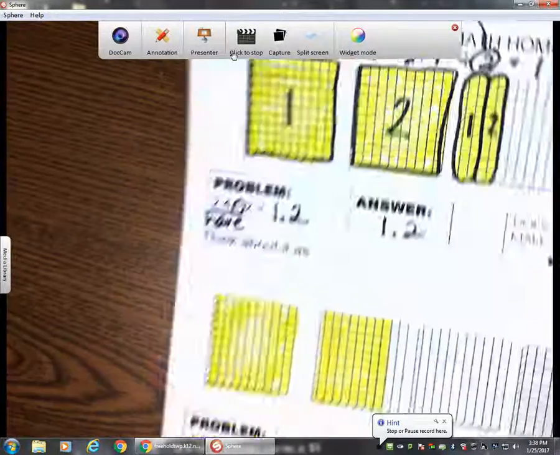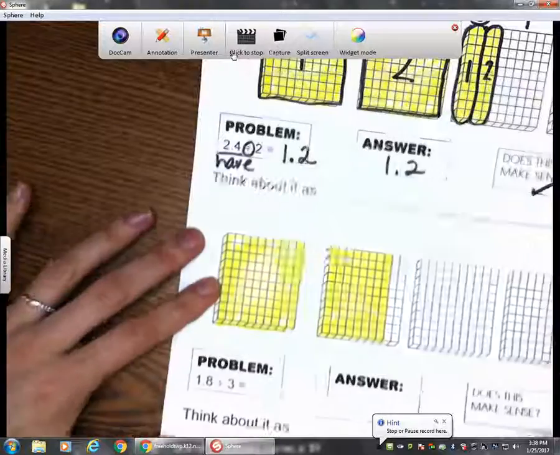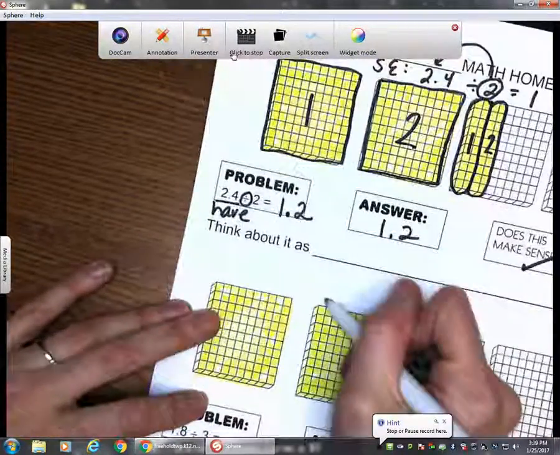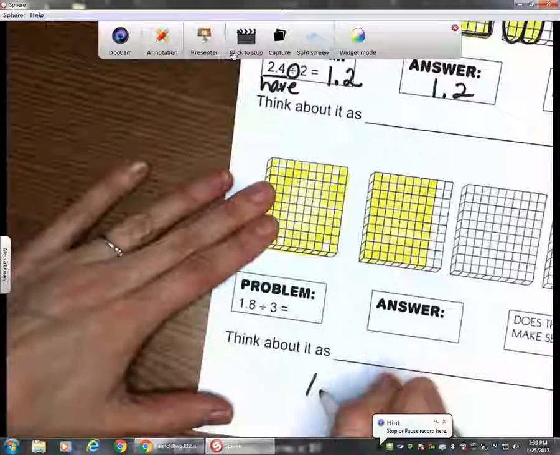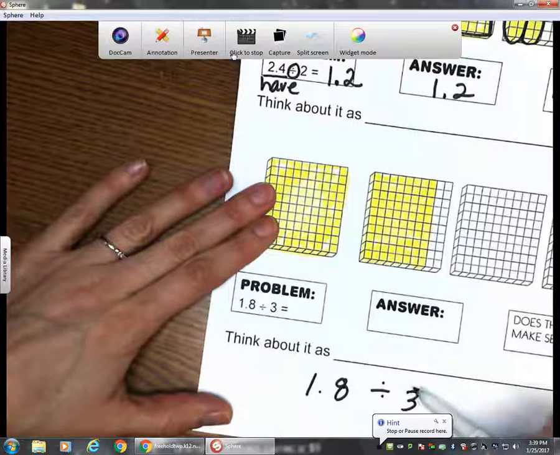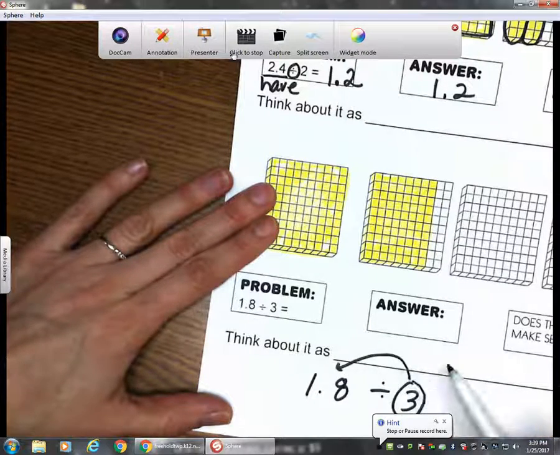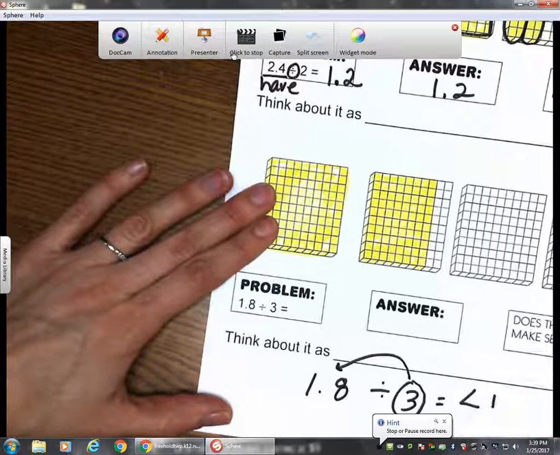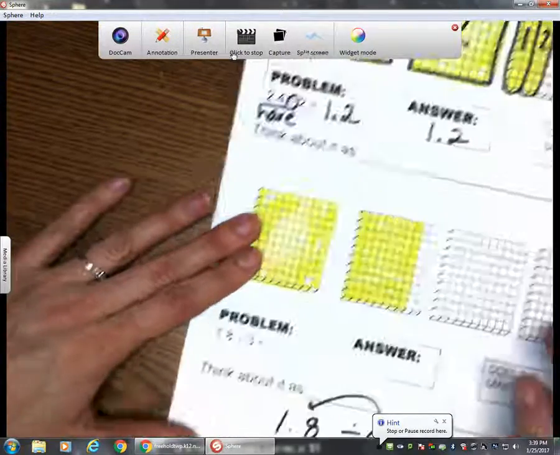Alright, so this next one, I can go ahead and I'll make that smart estimate first. So I have 1 and 8/10 divided by 3, and this one's a little weird. Does 3 go into 1 and 8/10? No, not even 1. So I know my answer has to be less than 1. Okay? And so now let's look at this.